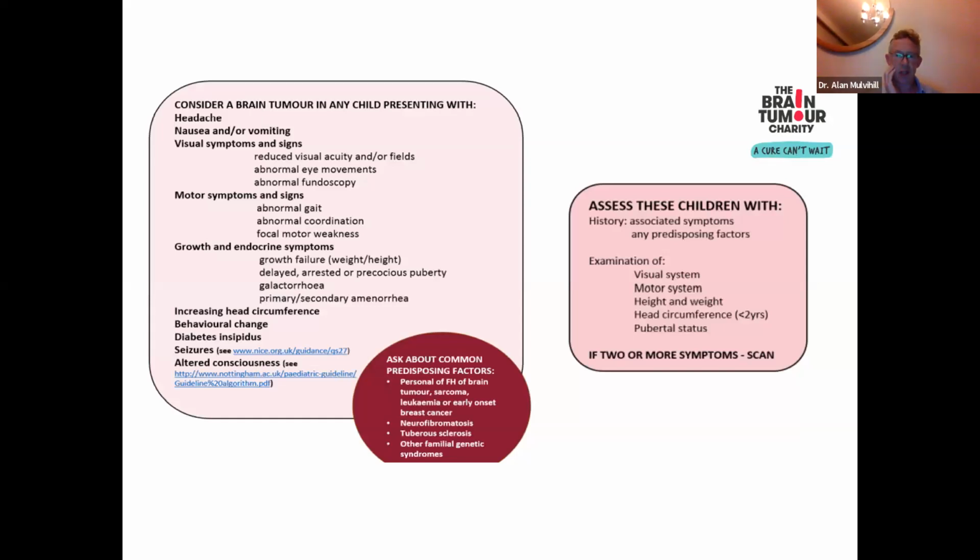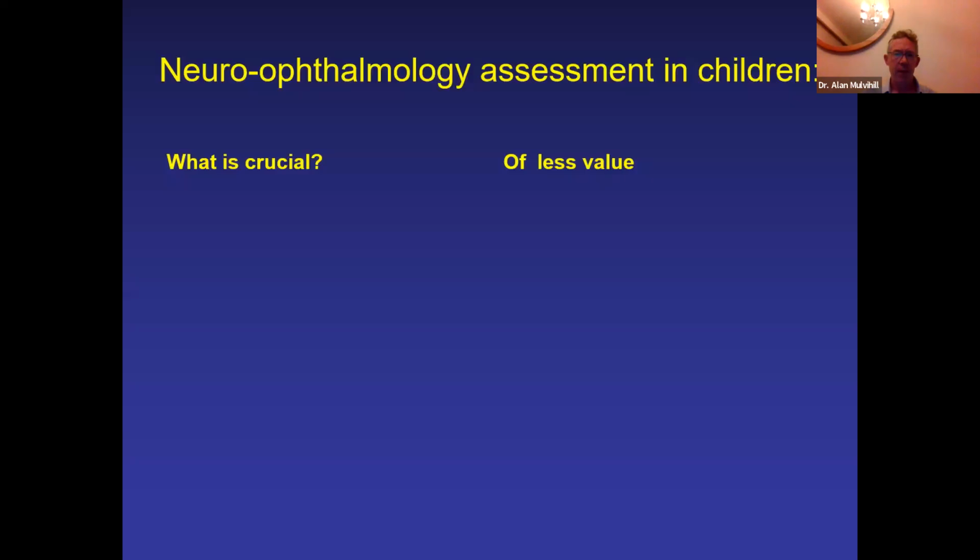All these things are potentially associated with raised intracranial pressure. And also, if a child has 2 or more symptoms, such as vision symptoms and headache, ataxia and headache, 2 or more is definitely an indication to carry out urgent neuroimaging.